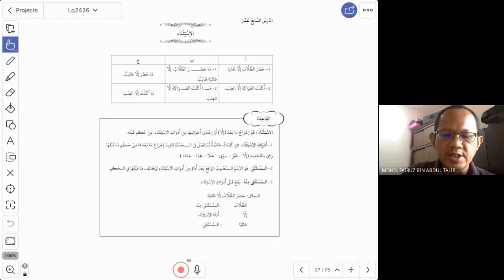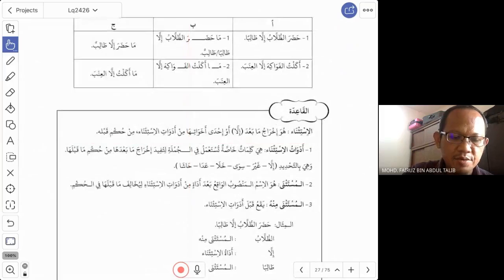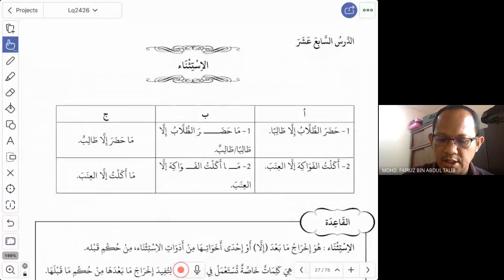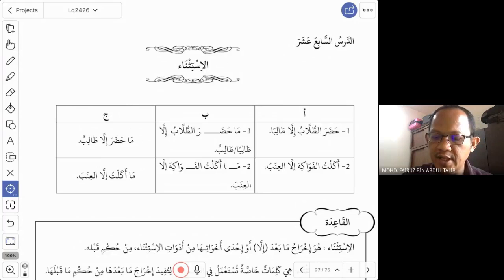Al-istisna. As we have learned, al-istisna is how do we say accept? How do we exclude a word or somebody from the sentence? For example, in the sentence that we have learned, hadara at-tullabu illa taliban. All the students attended the class except one student. So this is how we use istisna in the Arabic language.